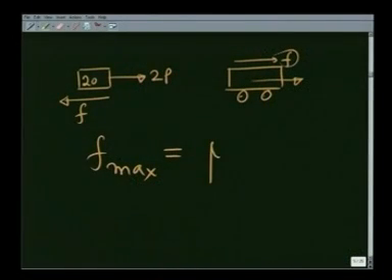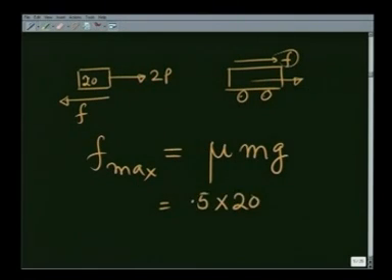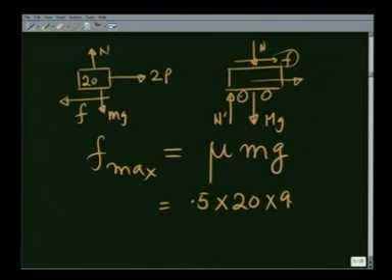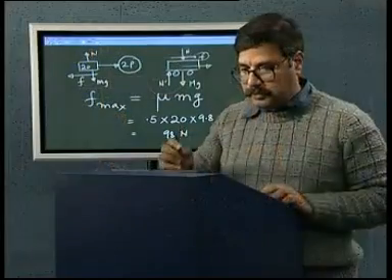That would happen when F is maximum possible. Let us calculate what is F maximum possible, that is mu mg. Mu is given to be 0.5, m is 20 for the upper mass, times mg. On the free body diagram I should also show these forces here, mg, N prime, and there is an N here, times 9.8, and that comes out to be 98 newtons. And therefore, if 2P happens to be greater than 98 newtons, this fellow would accelerate in this direction.